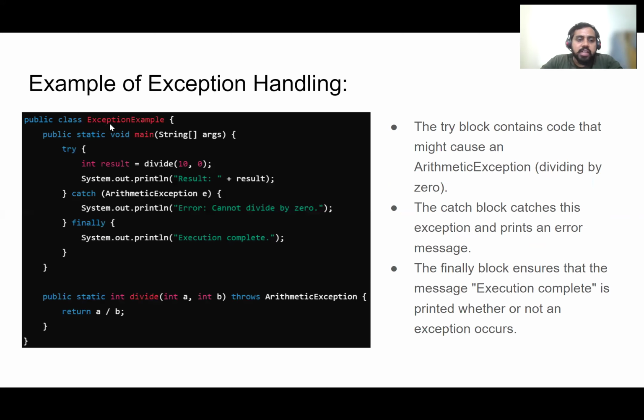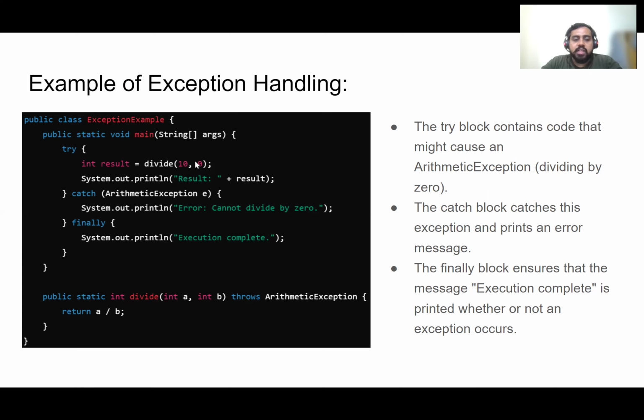I wrote an exception example class, which is public. The control flow enters here, and I have a main method, which is public static void. You can see here I have written a try, because inside try I have a block of code that I'm sure will cause an exception. I'm trying to divide 10 by 0. The divide method is declared up here, where I'm dividing a by b. With 10 by 0, obviously it will cause an ArithmeticException.